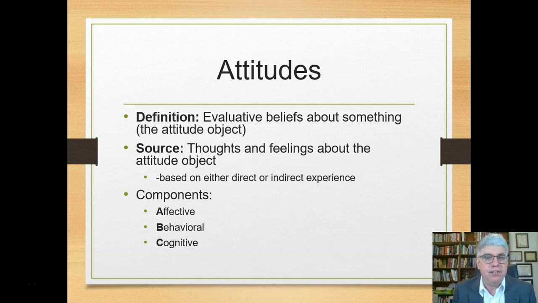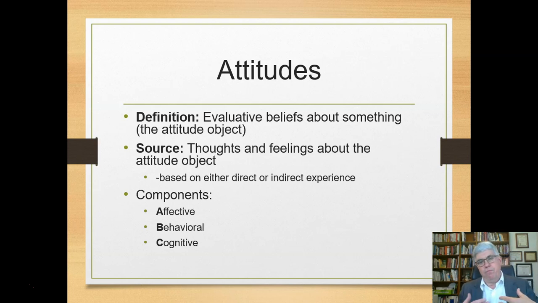A good, simple definition of an attitude is an evaluative belief about something, or the complete set of evaluative beliefs about something. The way that we evaluate something, whether as good or bad, is our attitude towards that, and that is what we call the attitude object. So I could have an attitude towards organizational behavior, my school, or my supervisor. I can have an attitude towards anything, and those are my beliefs that evaluate how good or bad something is.